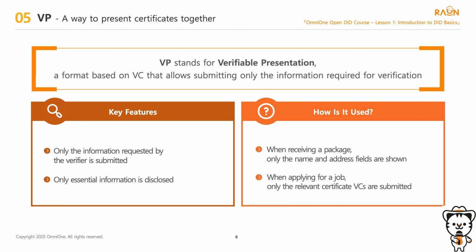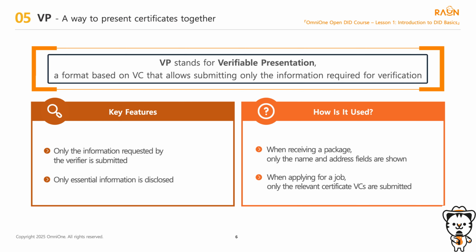Now let's move on to VPs. A VP is a way to present a group of VCs. VP stands for Verifiable Presentation. It's a format that allows you to submit only the information needed for verification, choosing from among your VCs.